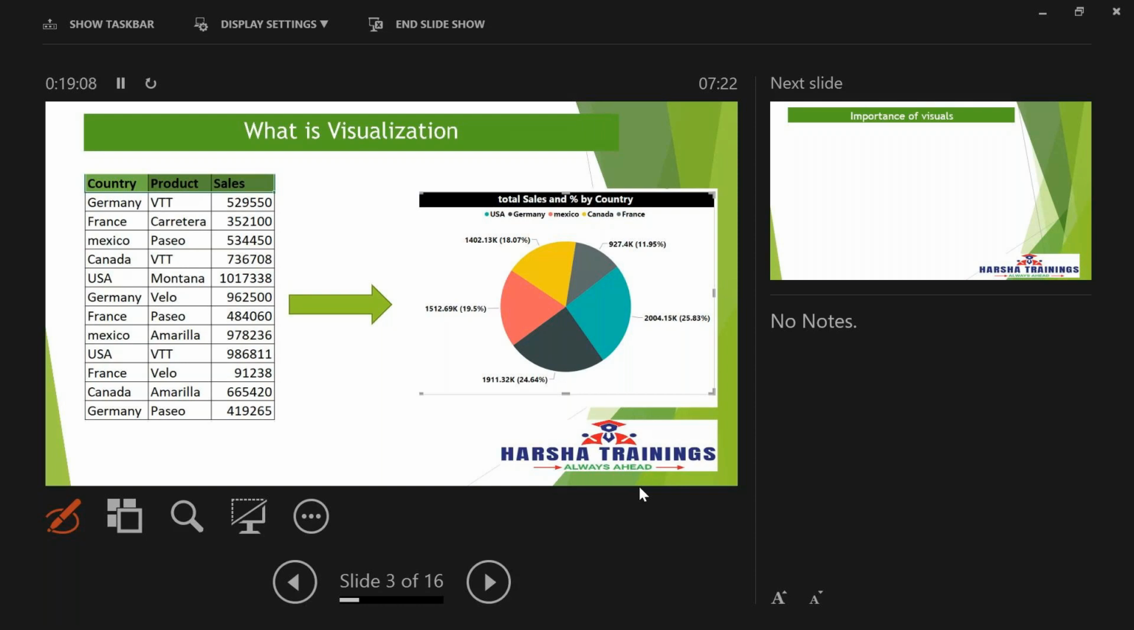Country-wise sales. So we are getting the total sales by the country, and apart from the total sales, we are getting the percentage value also. The total sales and the percentage by the country.